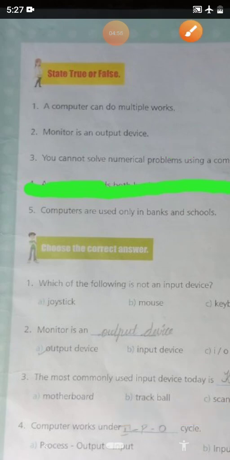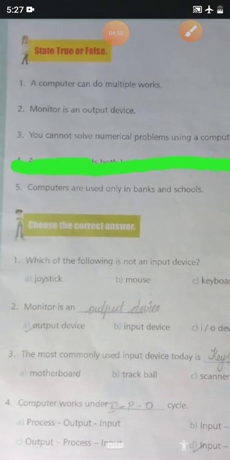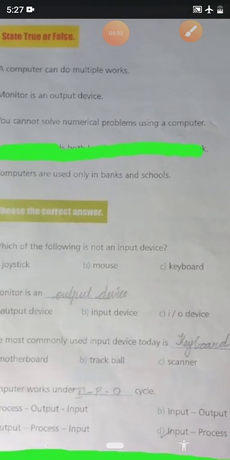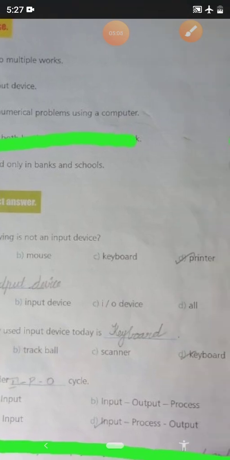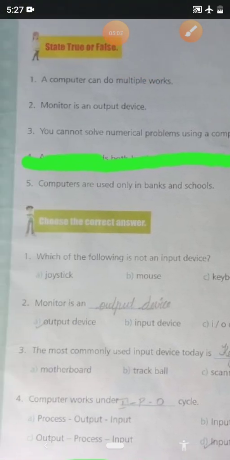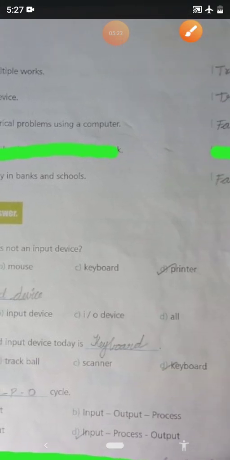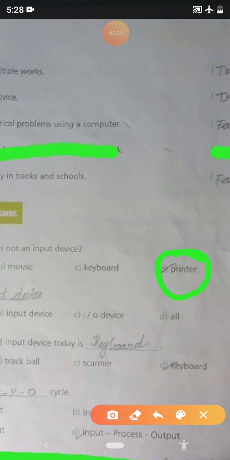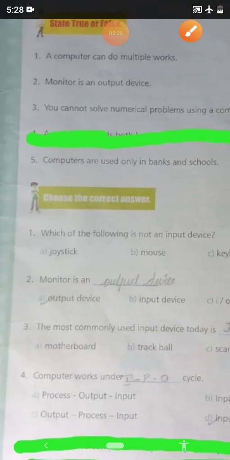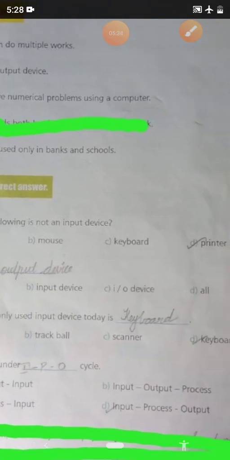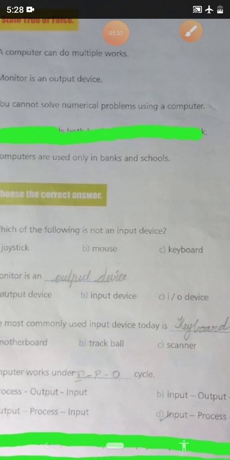Next, choose: Which of the following is not an input device? From this option, you have to see which one is not an input device. So joystick, see the first option is joystick. So joystick is an input device. Okay, it helps to play games. Mouse is an input device. Keyboard is also an input device. So this one, printer is an output device. So this is the answer. Okay, and then monitor is the second one, dash device. Is it an input device or output device or IPO device? It is an output device. Okay, wow.